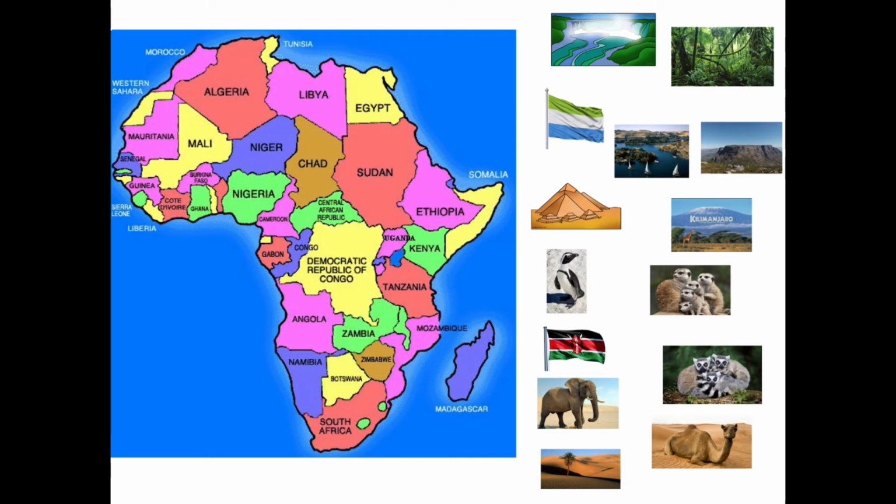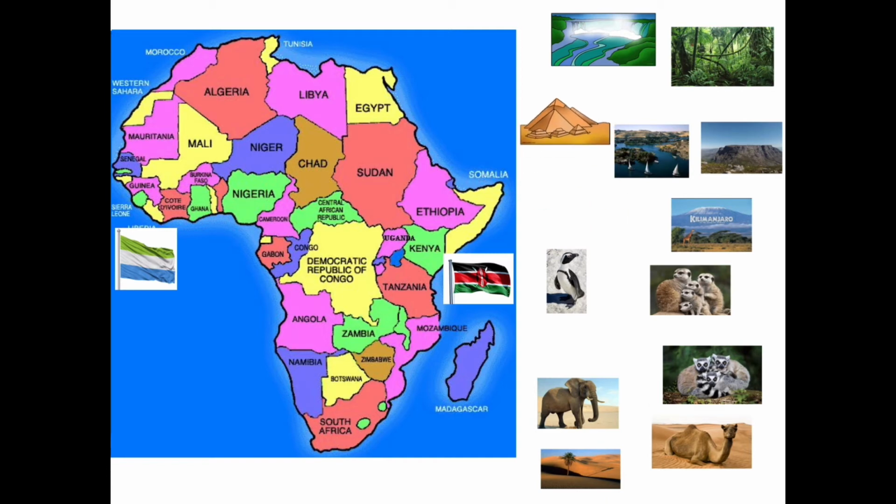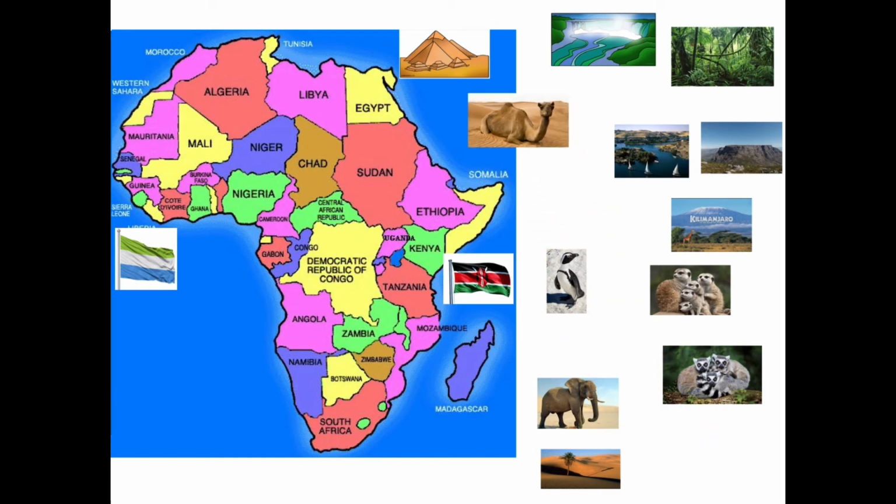So the flags, we've got the Kenyan flag there. That goes near Kenya. And we've got Sierra Leone's flag, where Mrs. Keeley went. And Sierra Leone's that tiny little green place up there. Now, maybe you recognise the pyramids. They come from Egypt. And we've got a camel here. Now, I don't think there are any wild camels left in Africa, but you definitely see camels. They're used a lot in Egypt.